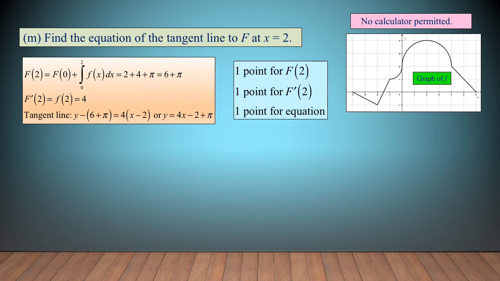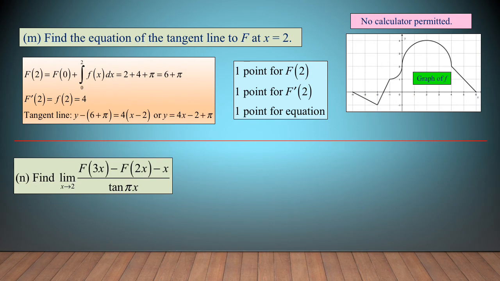3 points for this problem. 1 point for finding F of 2, 1 point for finding capital F prime of 2, and then 1 point for the equation. So our tangent line equation is y minus quantity 6 plus pi is equal to 4 quantity x minus 2, or y is equal to 4x minus 2 plus pi.